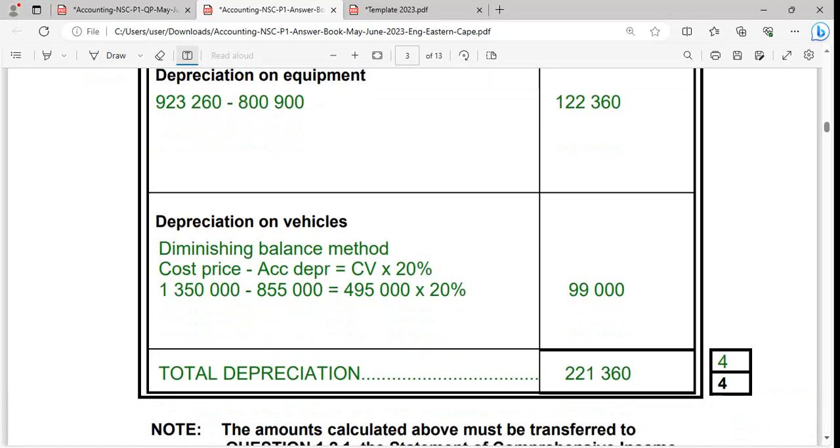So guys, we'll stop here, and then I will come back with another part of this question where we will do the income statement and the balance sheet portion. So for now, thank you and goodbye.